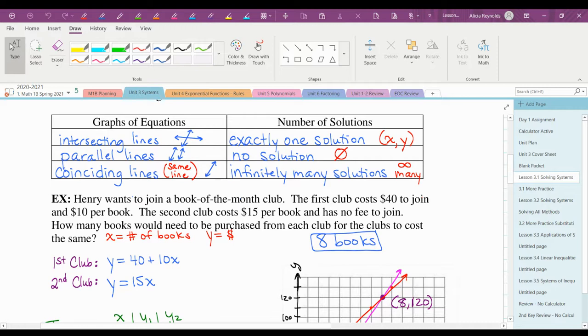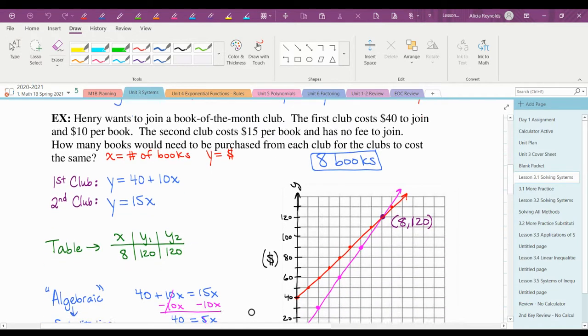If I have parallel lines, those lines will have the same slope, and that will mean I have no solution, which can be shown by a symbol as a 0 with a line through it. Or if I have coinciding lines that have the same slope and the same y-intercept, that's going to give me infinitely many solutions. And in red there, that little sideways 8 is the infinity symbol.